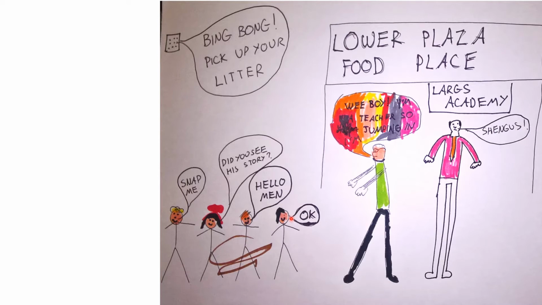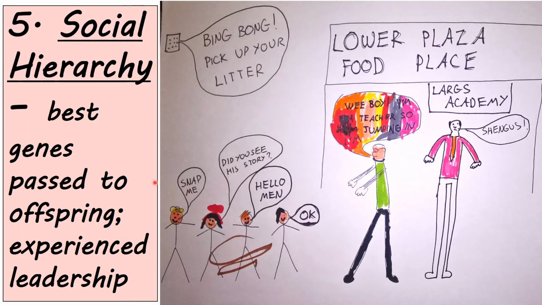This one is social hierarchy. The benefits of that are that the best genes pass on to offspring and you get experienced leadership. This is just teachers jumping to the front of the dinner queue, which is maybe school hierarchy rather than social hierarchy, but hopefully you worked it out.